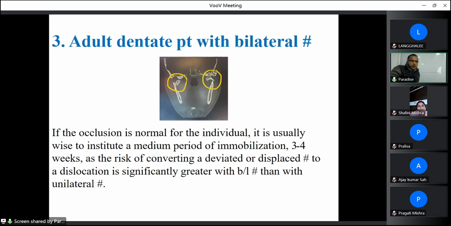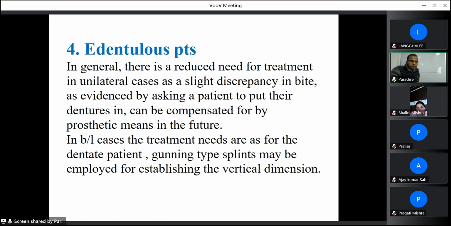Again, adult patient with bilateral fracture, if both the condyles are fractured, and you can't operate due to medical condition or any other reason, then you have to do the intermaxillary fixation for 3 to 4 weeks. After 3 to 4 weeks, advise them for mouth opening exercise. It will be normal.